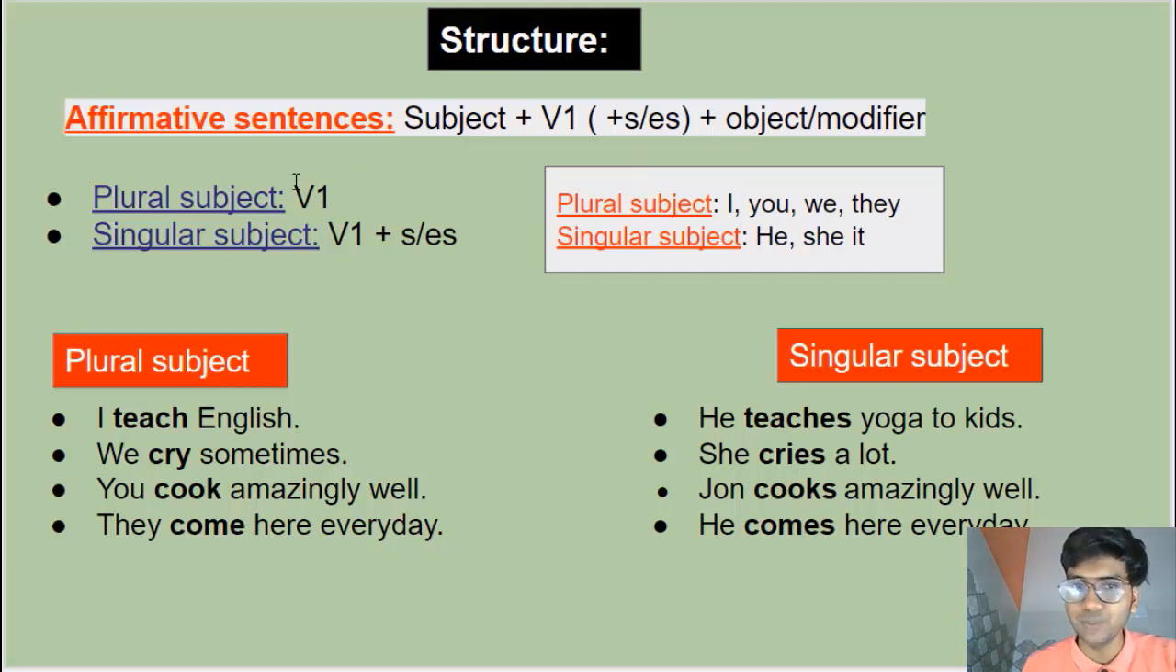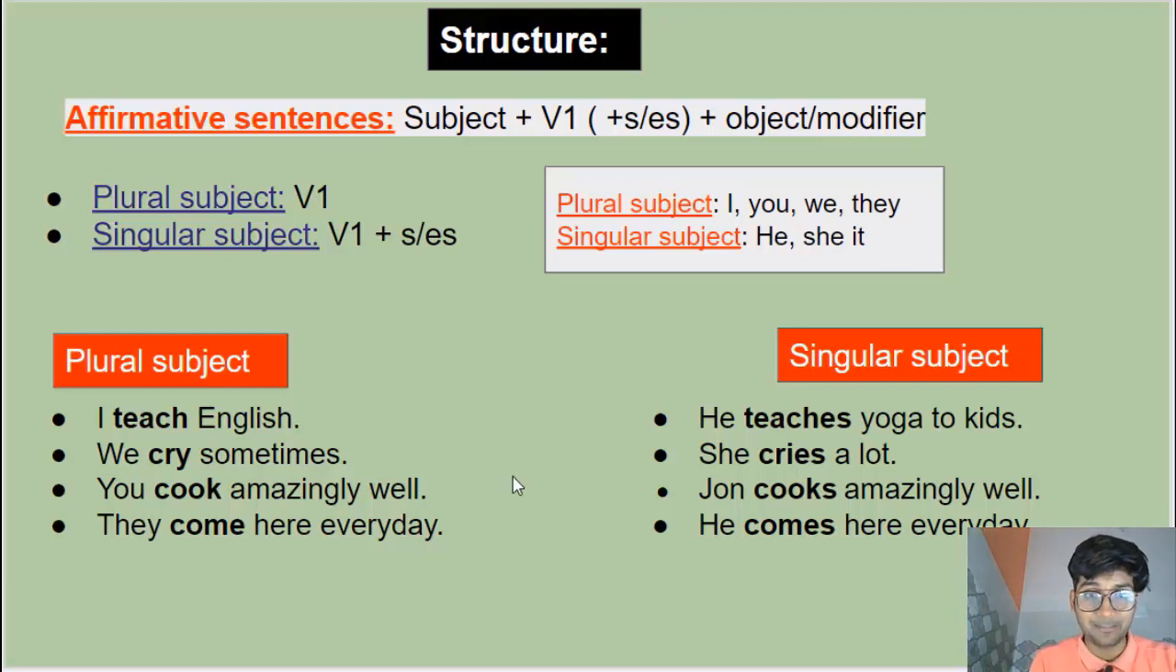So if the subject is plural, what are plural subjects? Like I, you, we, they, and all the plural noun names like boys, girls, doctors, teachers, players, right? With plural subjects, we use the verb in the first form. Okay, and if the subject is singular, we use s or es at the end of the verb, right? If the subject is singular. Now, what are singular subjects? It's he, she, it, and all the singular noun names like Max, Rahul, Sneha, book, doctor, teacher, right?